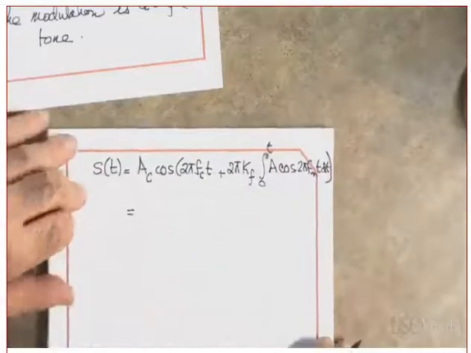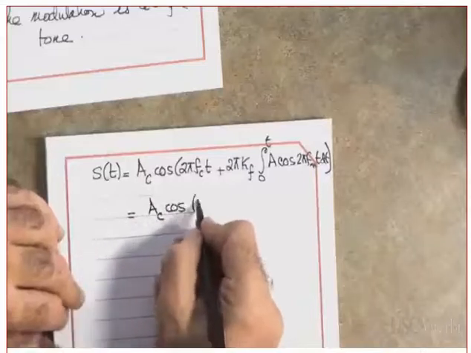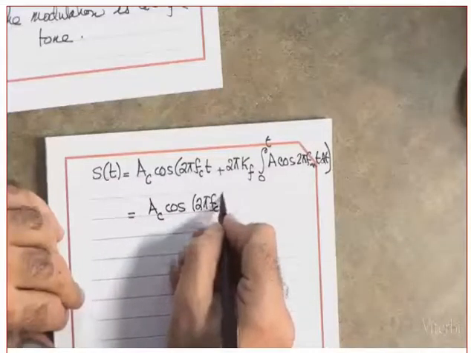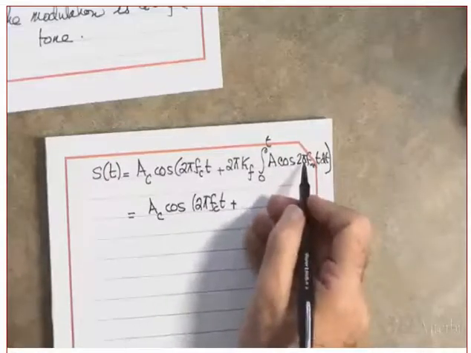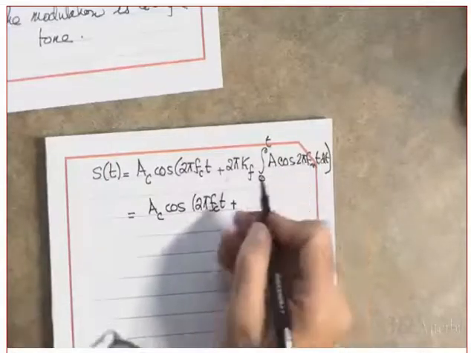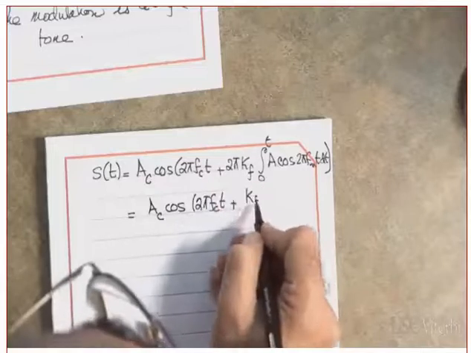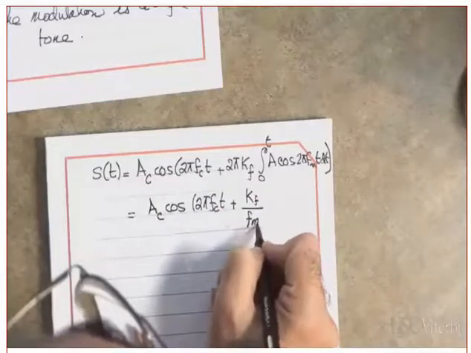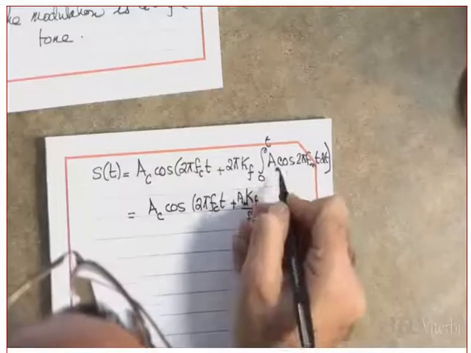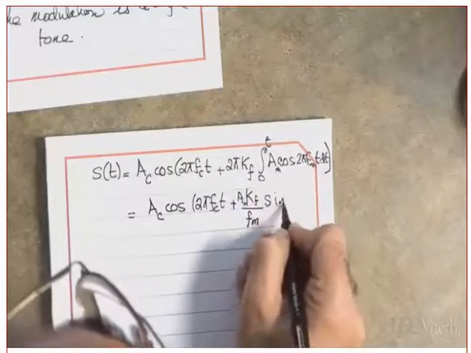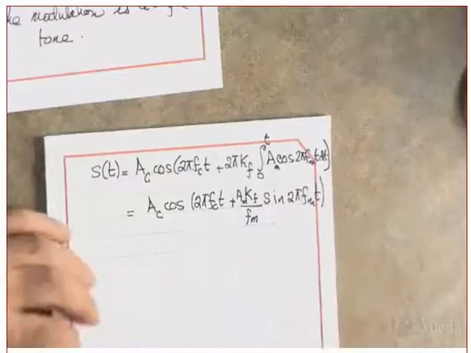Okay, continue. What is it? A_c cosine 2 pi F_c t plus. What is the integral of this guy? It's 2, and the 2 pi F cancels with this 2 pi. So what do I get? Over what? And this A is what here? This A is A sub m. And then what? Agree?